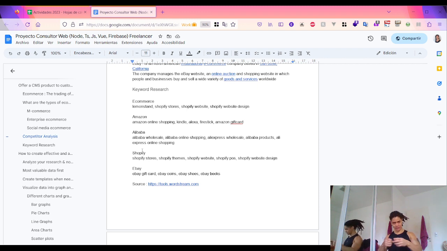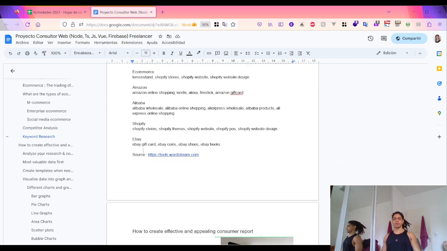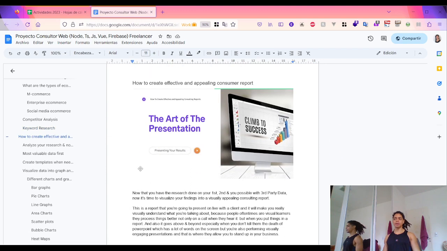Most of the time it is selling websites, themes for Shopify, point of sales. And now I reach this point, to how to create effective and appealing consumer reports.